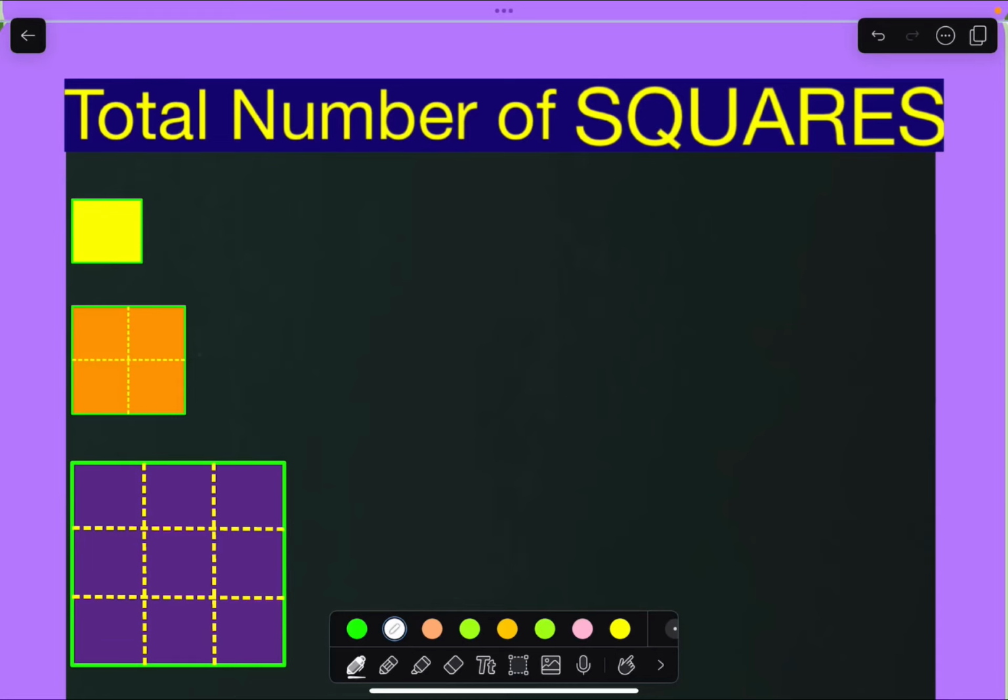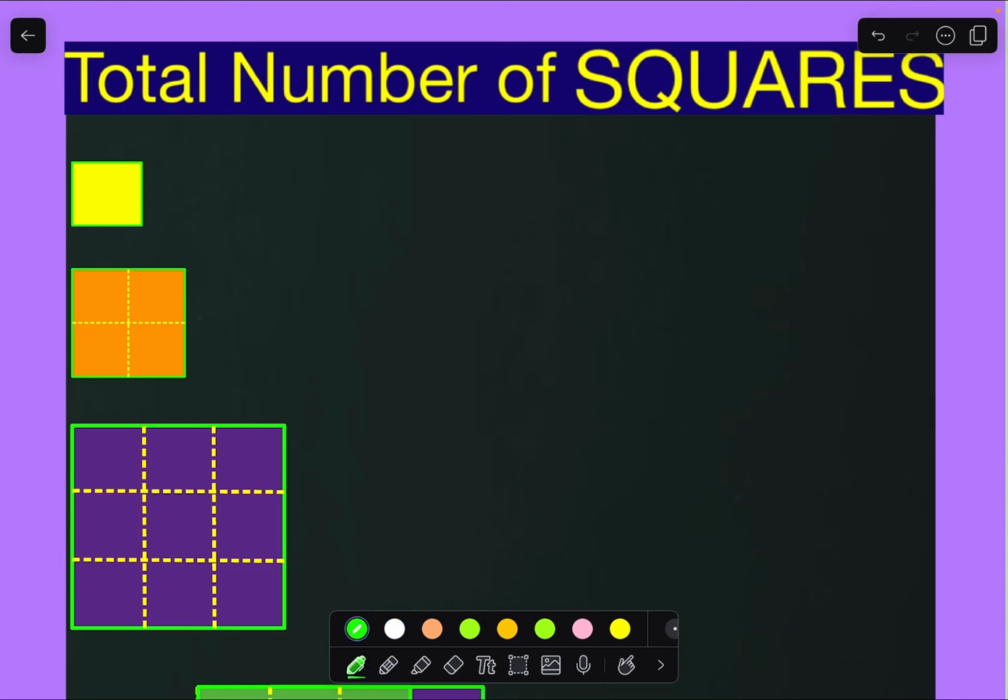Hello students, in this lecture I am going to discuss how to find the total number of squares in any square grid or rectangular grid, right? So first I am taking a 1 by 1 unit square grid, and the total number of squares in this grid is equal to how much here? 1 only. It is a 1 by 1 unit square grid, so the total number of squares will be 1 only, right?